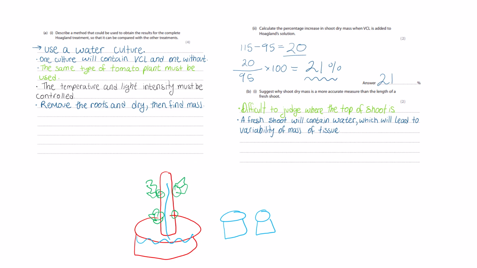Now our control variable is the type of tomato plant used. So we're going to have to be using the same type of tomato plant. Do not use species, okay?